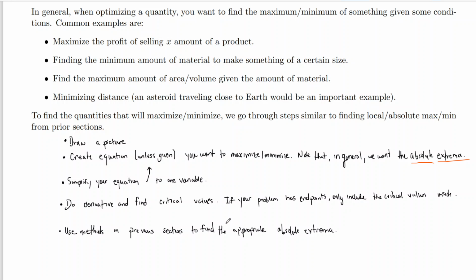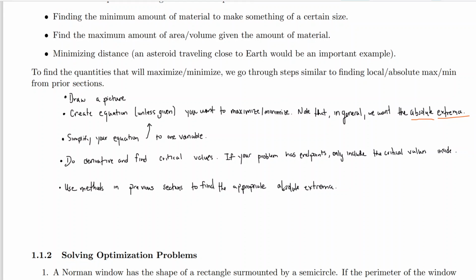And you could have maximum values as well. Let's say you were selling a product, then maybe your x value, the amount of product, you can't reasonably sell more than 1 million of whatever you're trying to sell. So that would be a maximum upper bound or an endpoint. And then we'll use methods in previous sections to find appropriate absolute extrema.